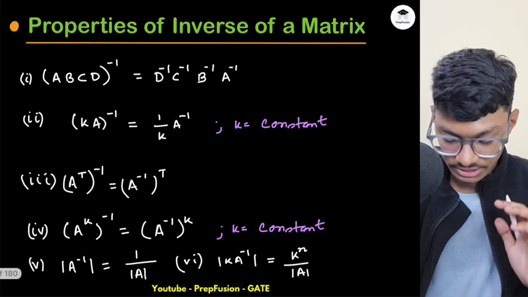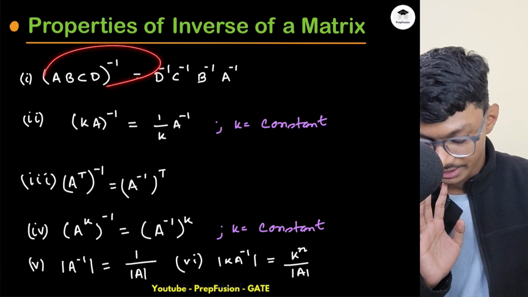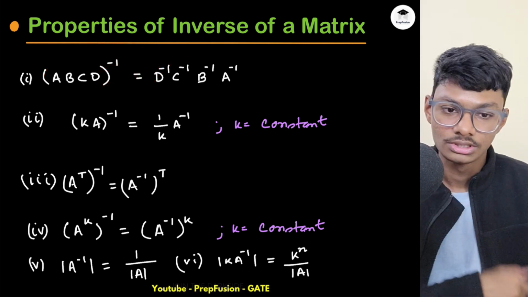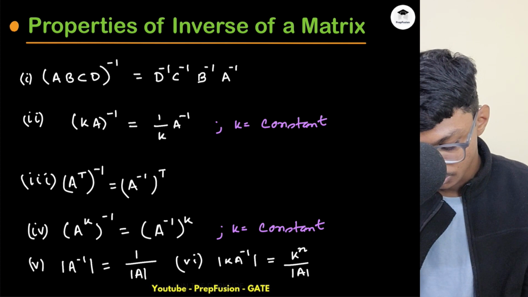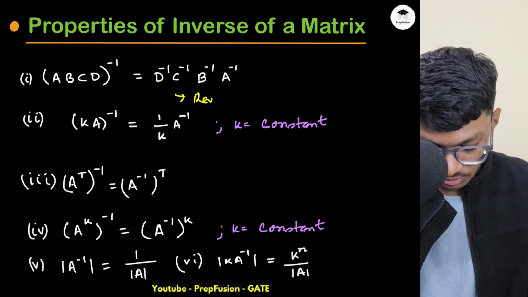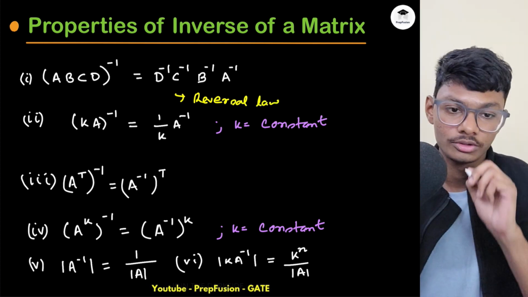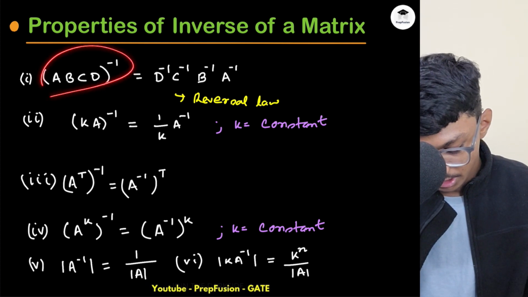So basically, let's understand a few properties of the inverse of a matrix. If the inverse of ABCD is given, then it will be D inverse, C inverse, B inverse, A inverse. So it is known as the reversal law. Okay, now how do you prove it? So basically, ABCD inverse is given.